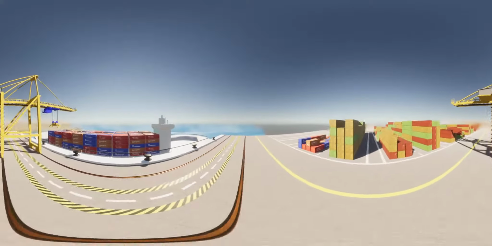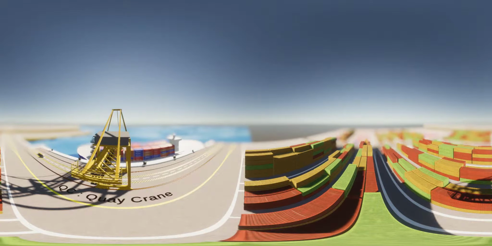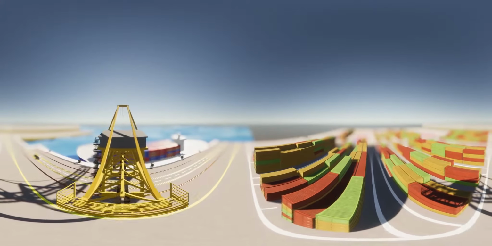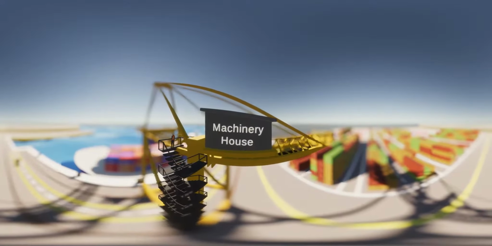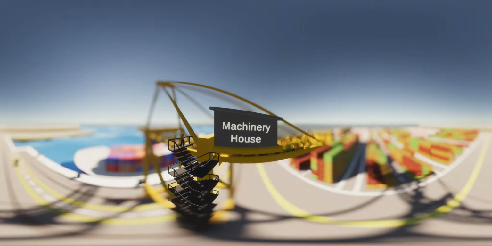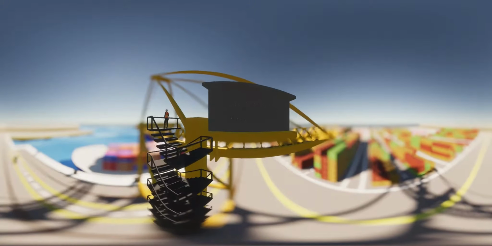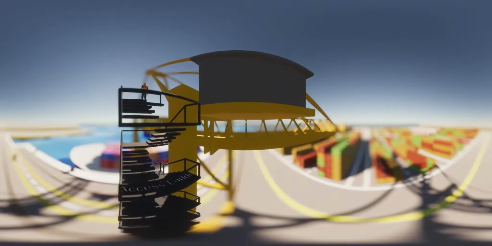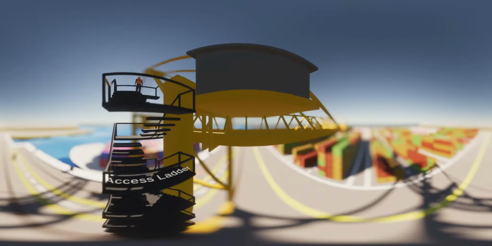This machine is called QC, which means quay crane. First of all, let's look at some major parts of QC. The cabin-type thing here is called the machinery house. This is the access ladder, and as the name suggests, it is a ladder for accessing the upper part.